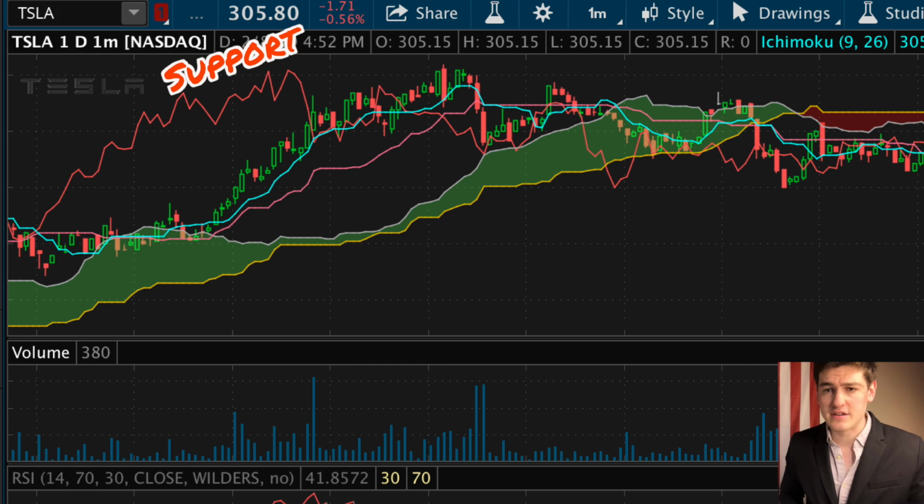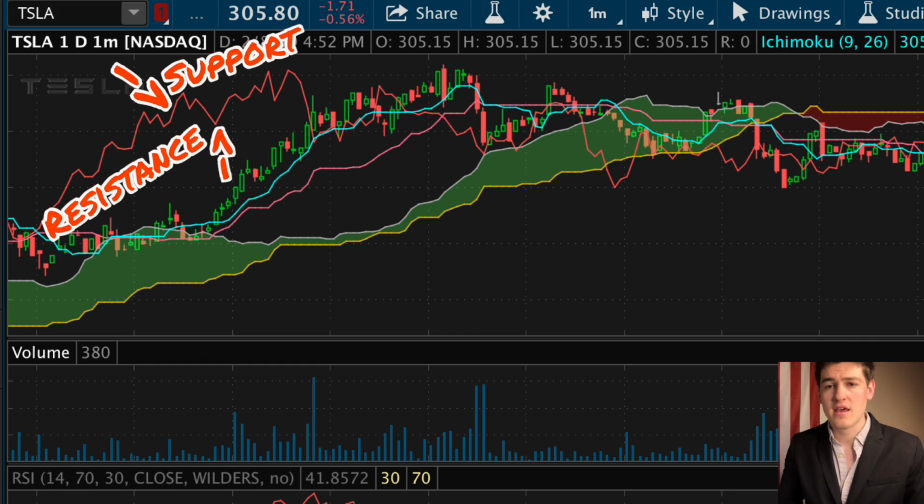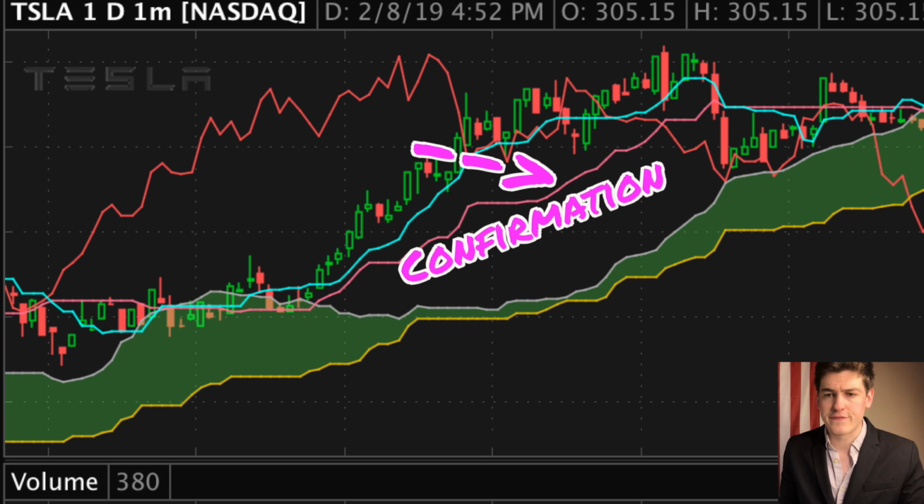Now, the red line on top is a support and resistance line. It has a Japanese name as well, but I'm not going to make this unnecessarily complicated. When the price action is below the line, it acts as resistance, and when the price action is above the line, it acts as support. Now, the pinkish line is a confirmation line, and that serves as an early warning sign if the price action breaks above or below it.